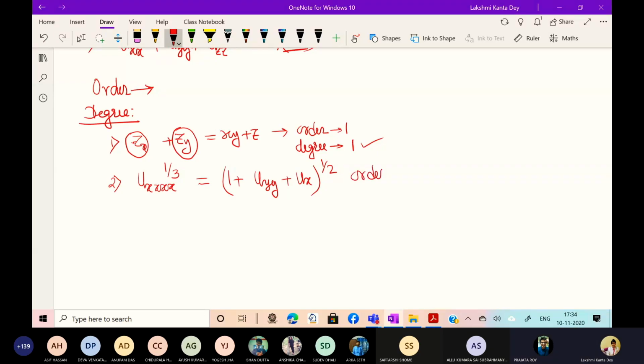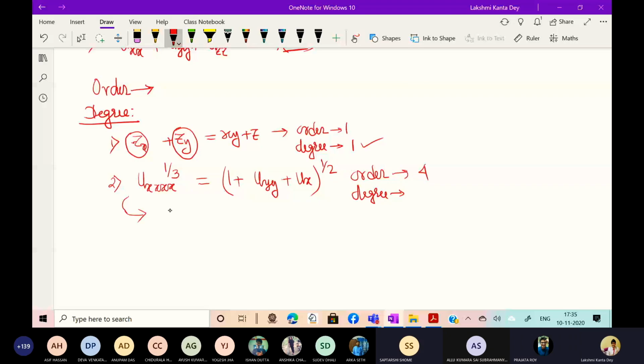The order is 4. Order is 4, but degree 3. No, sir, degree is 2, because you have to multiply. Okay, so we have to do what? 1 by 3 and 1 by 2, we have to rationalize, then 6 we have to make the power.